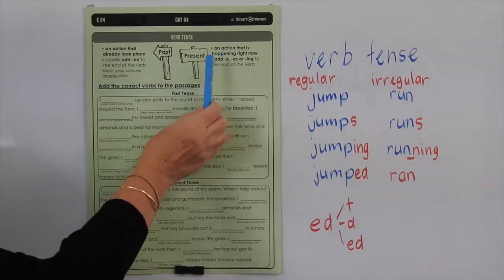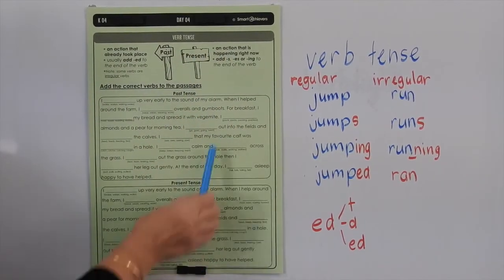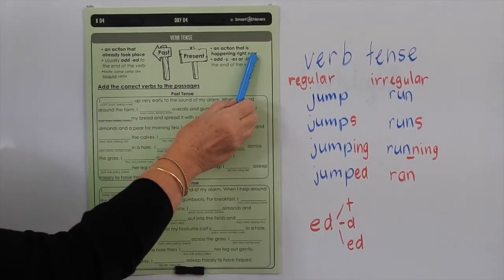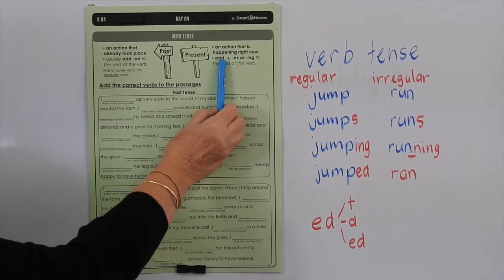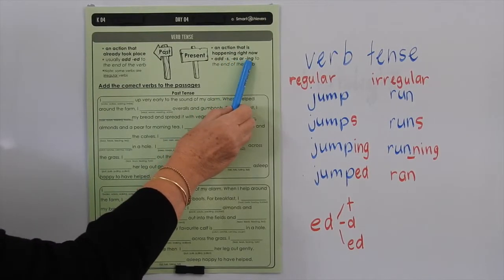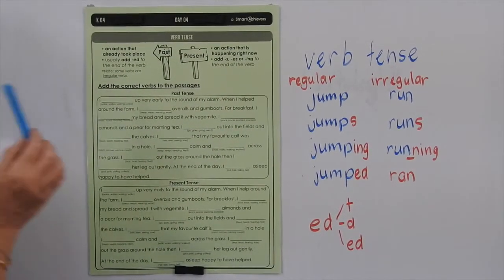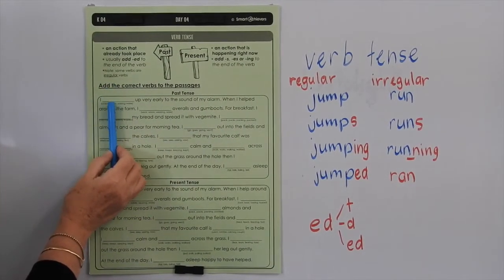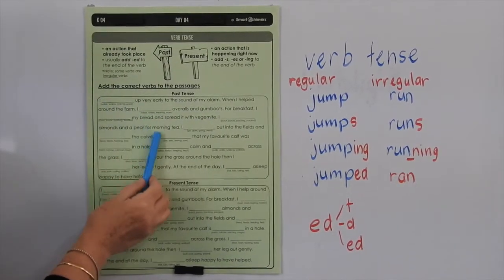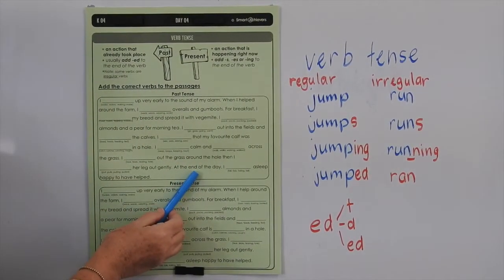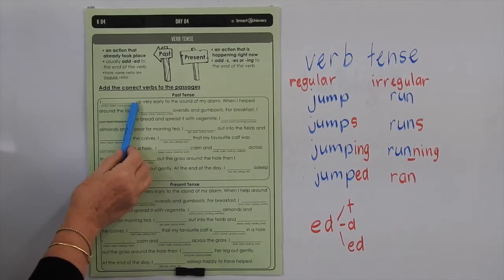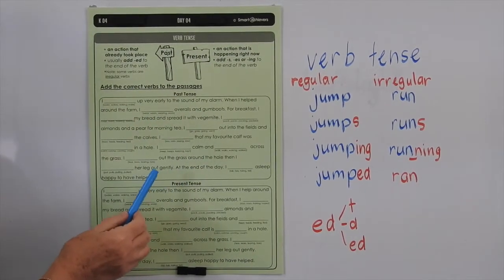So here it says the present tense for down the bottom is an action that is happening right now. And you have to add, quite often you add s, es or ing to the end of the verb. So let's try it. Now if you get a highlighter and just go through and highlight the correct answer first, then you can go back and write them in later.